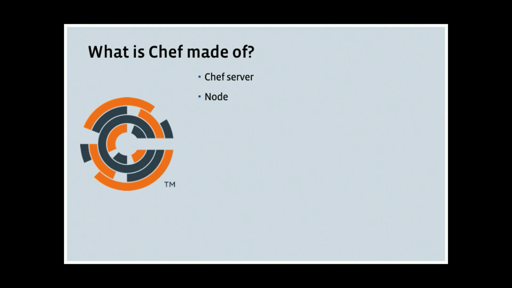Chef client on the node performs all the configuration tasks that are specified within your Chef run list, and will pull down any required configurations from the server, and caches everything locally and checksums everything. So it'll only pull down the changed cookbooks that need to be applied on another run. So it's not just grabbing everything on every run, making it very scalable in that sense.